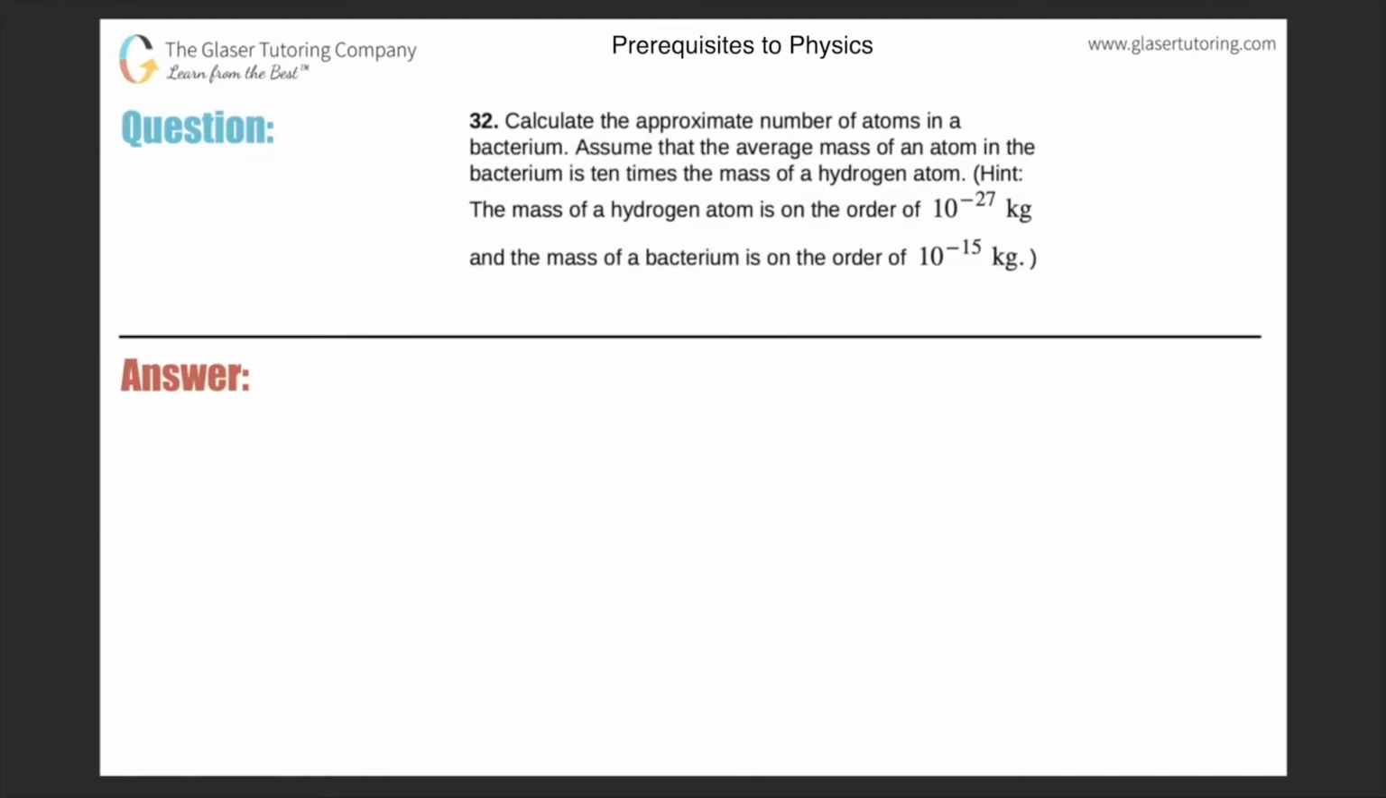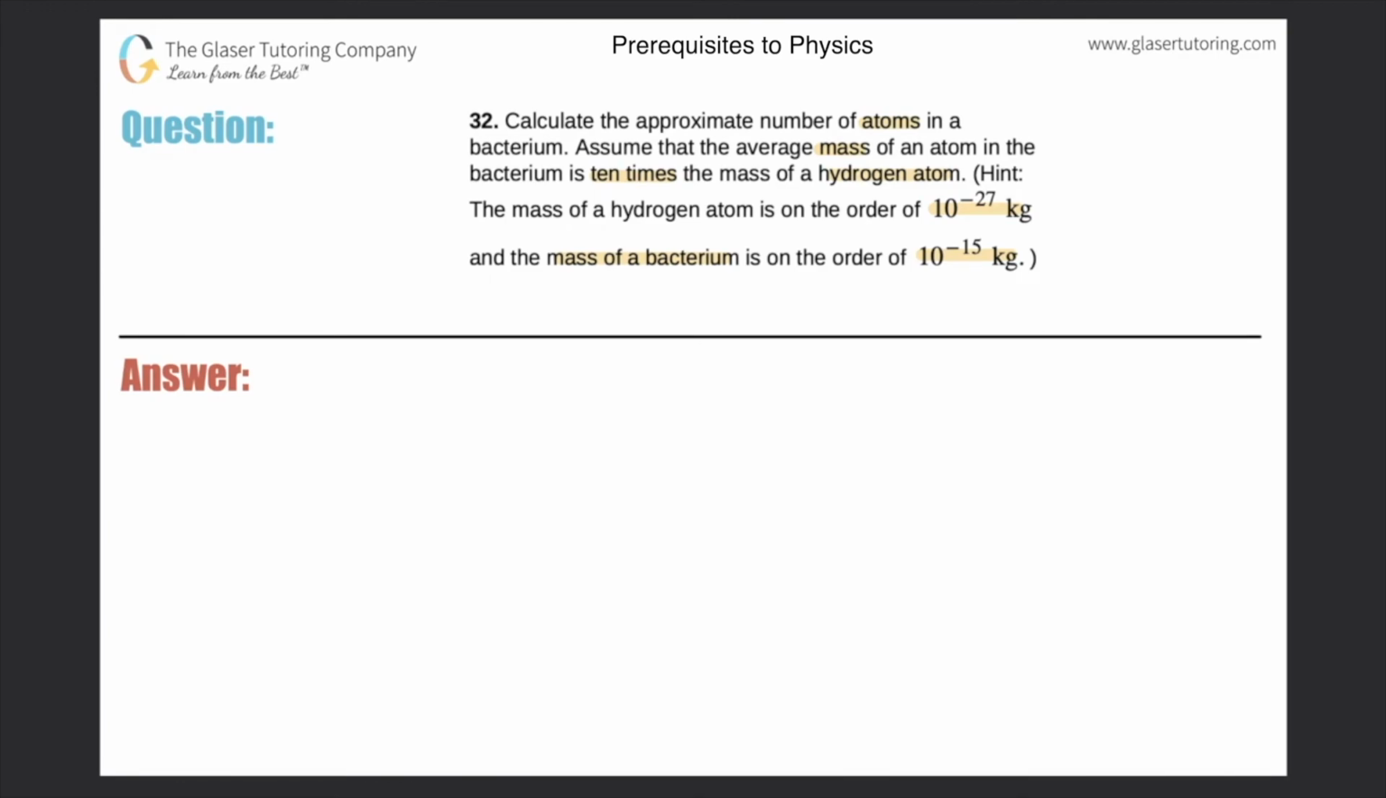Number 32. Calculate the approximate number of atoms in a bacterium. Assume that the average mass of an atom in the bacterium is 10 times the mass of a hydrogen atom. So they give us the mass of the hydrogen atom, right? It's 10 raised to the negative 27 kilograms. And then they also give us the mass of the bacterium, and it's 10 raised to the negative 15 kilograms. Okay, so let's take this in pieces.